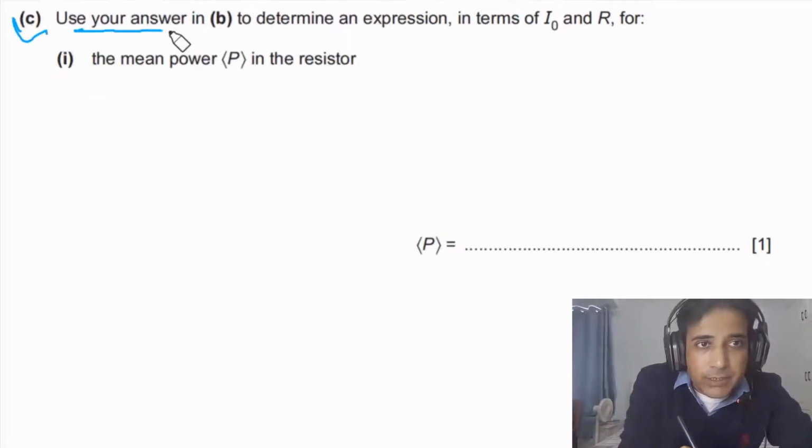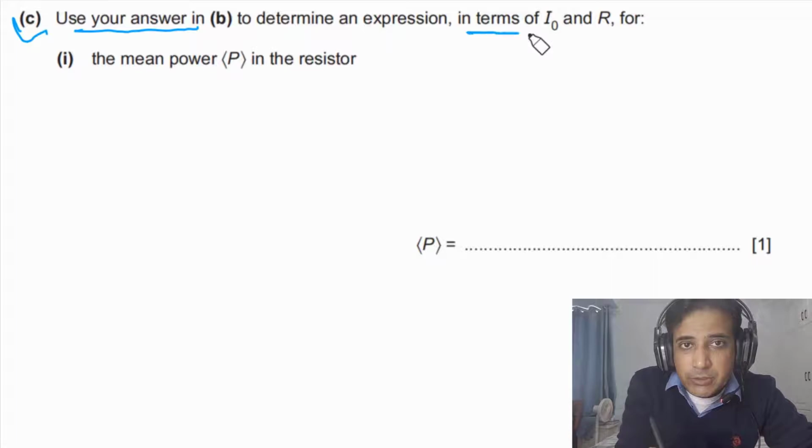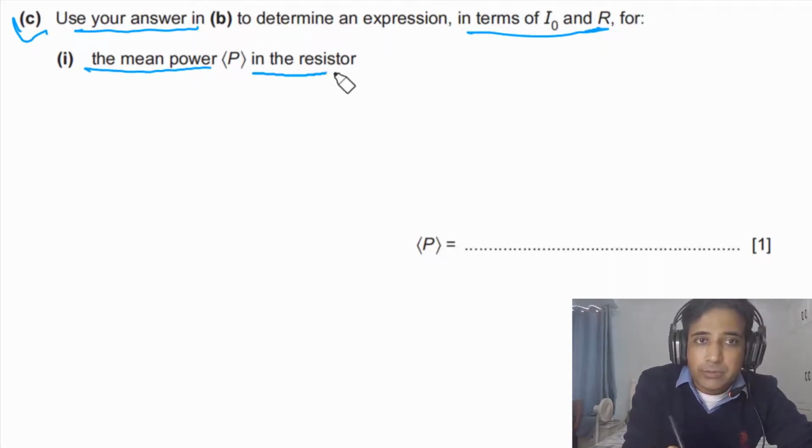Part C says, use the answer in B to determine an expression in terms of I naught and capital R for the mean power in the resistor.